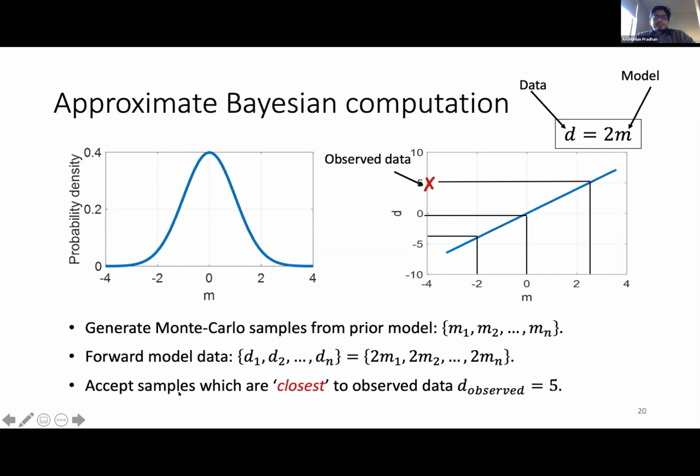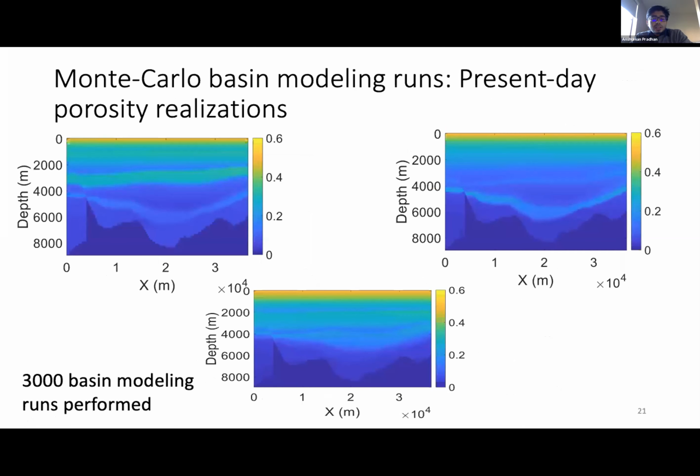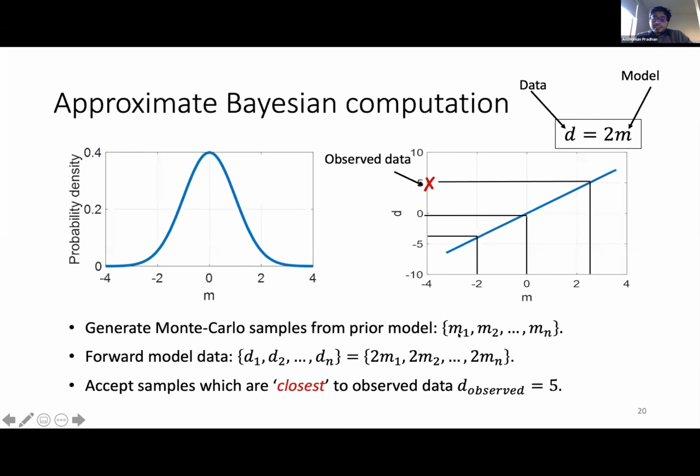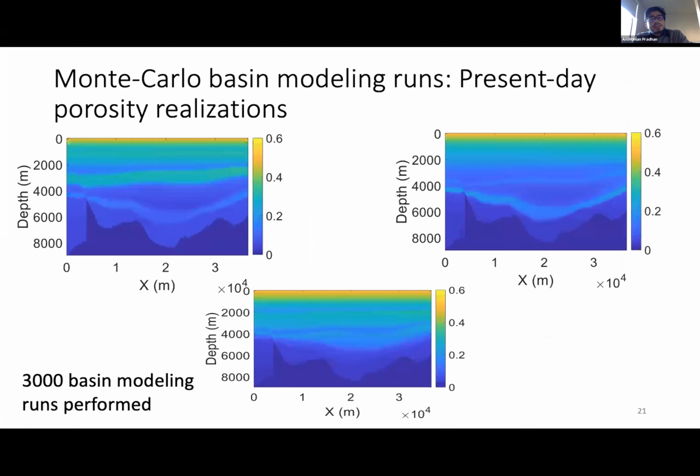We say that we'll accept samples which are closest to my observed data, and in this case, which is 5. So if I generate 10 samples, and some of them give a value which is very close to 5, I will accept them as my accepted samples. Okay, so the first step is to generate these Monte Carlo samples, and we generate them from the probability distributions that we define. Then we generated 3,000 models, and for each of these parameter sets, we run a Bayesian simulation.